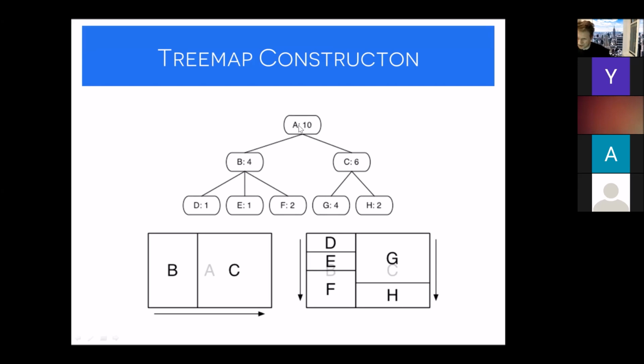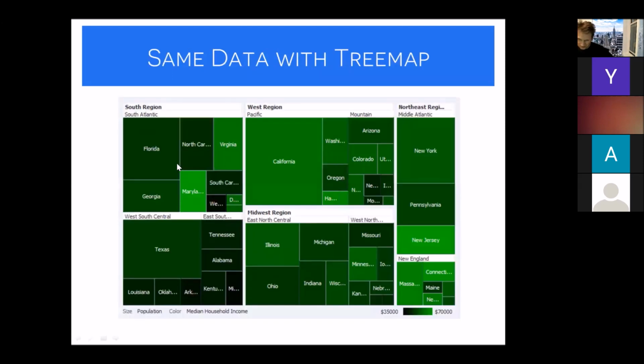Like how many files are there in total in my disk? Or how many stocks do I have in total? Or how many people live in the United States, right? So this basically here. And then you divide it up into different portions, right? Here we divided it up into different regions: South region, West region, Northwest, and so on, and Middle New England.